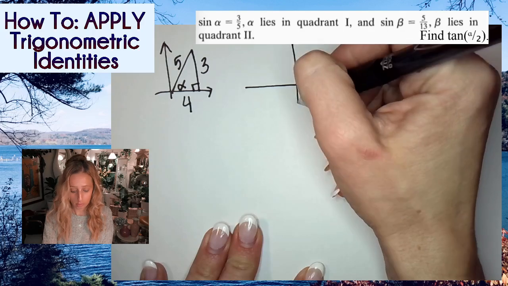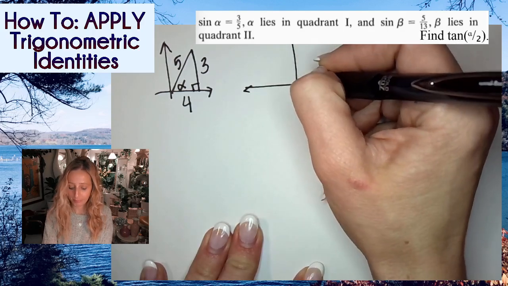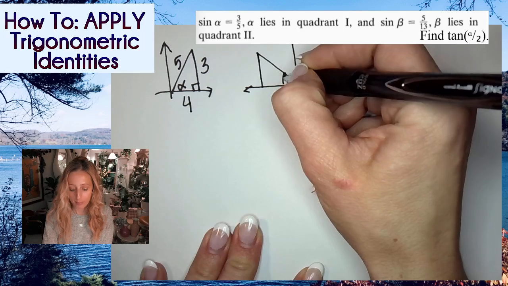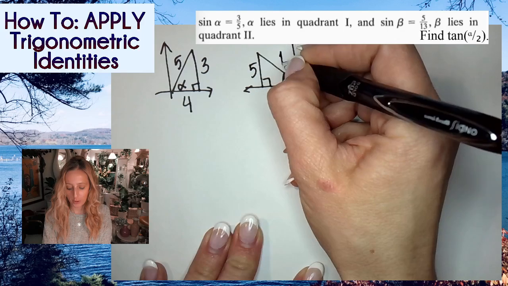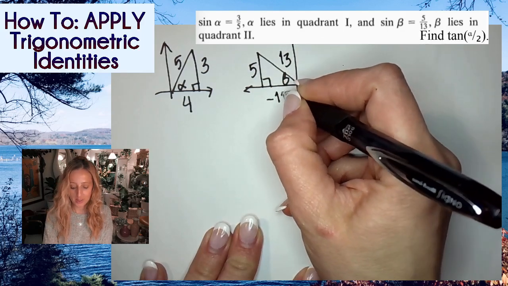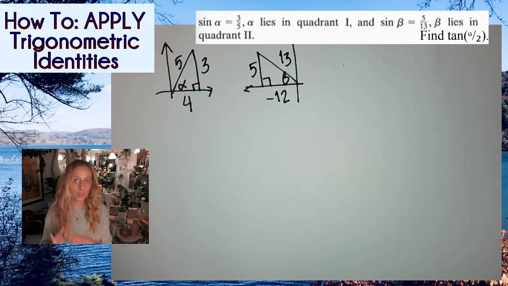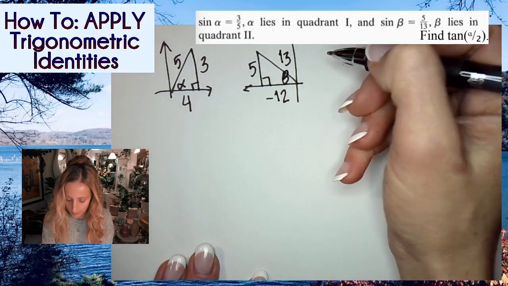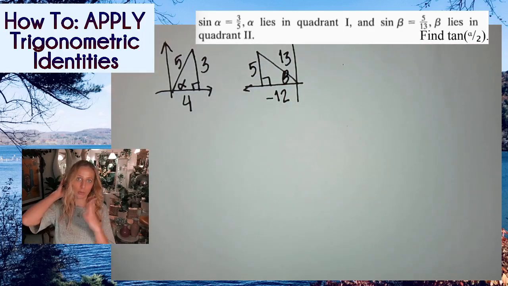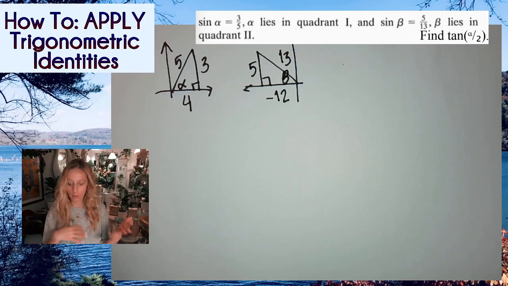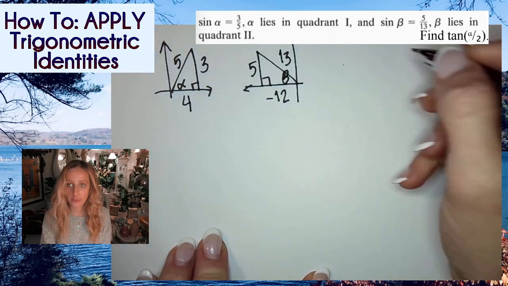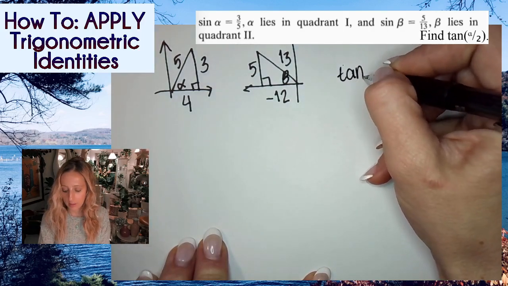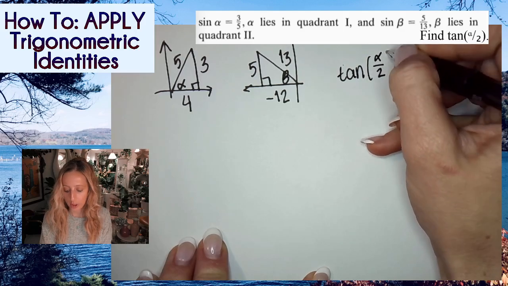So I'm just drawing a whole different little plane. Beta, right angle. Sine is 5 over 13, which means my adjacent side is negative 12. Again, I don't need this triangle. That says beta, by the way. I don't need it. I'm just pointing out, reminder, negative numbers go left or down. Okay, fine. With this information, find the tan of alpha over 2.